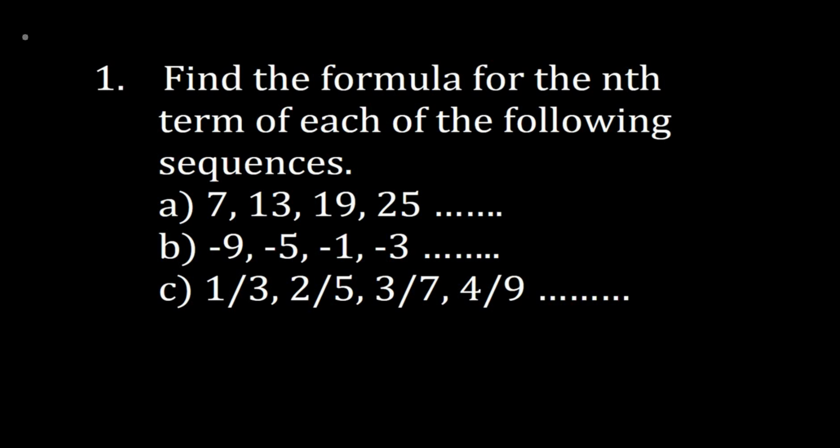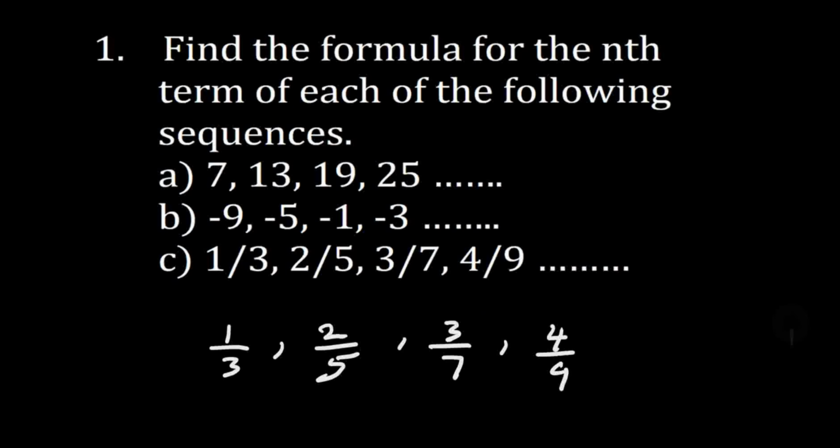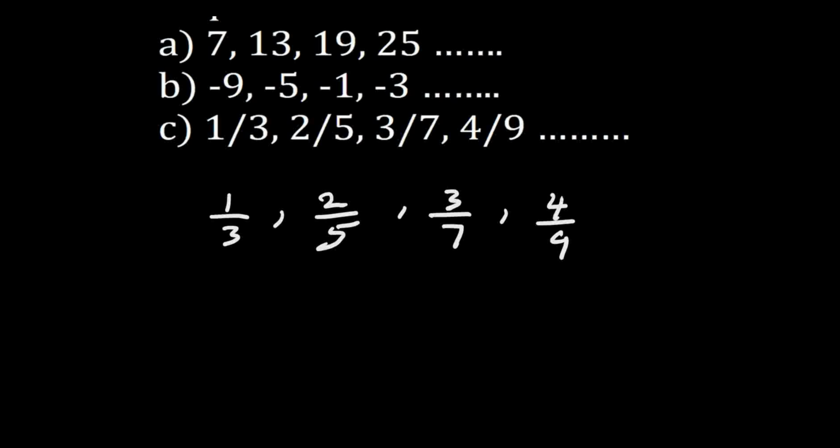Number 1C. Now, to solve this problem, as you can see, number 1C, we have the sequence 1/3, 2/5, 3/7, 4/9. So whenever you have a fraction as your sequence, the first thing you are going to do is to find the nth term of the numerator.